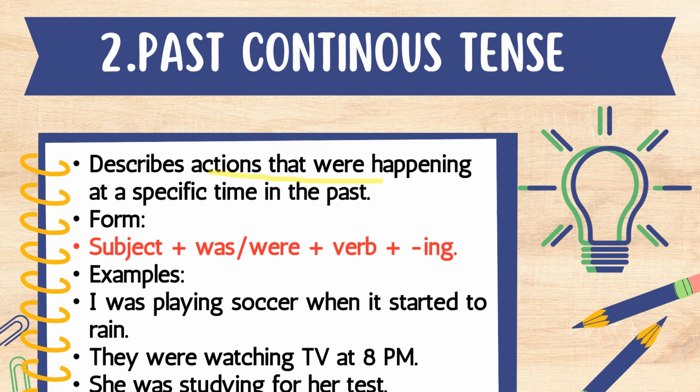So, I was playing soccer when it started to rain. I was playing, ing form I have added again. Soccer when it started to rain. Started means it has been started. It is telling you about the past, right? They were watching TV at 8 p.m. Watching, were, see these words we have used. She was studying for her test. Okay, so was and studying, ing form we have added in it.